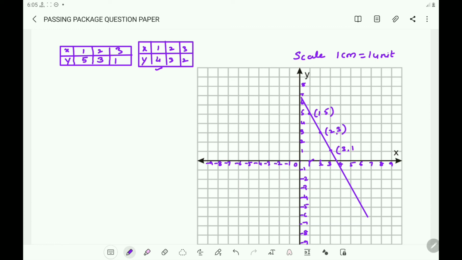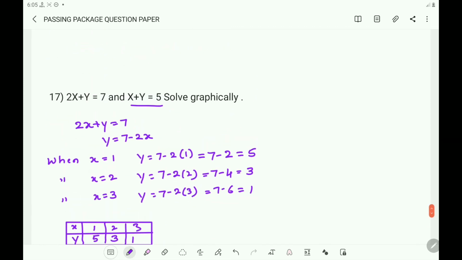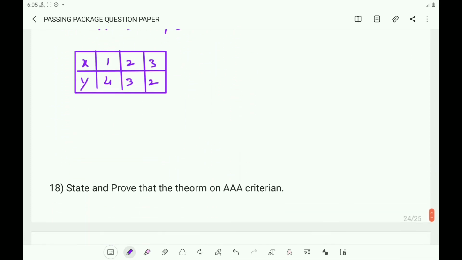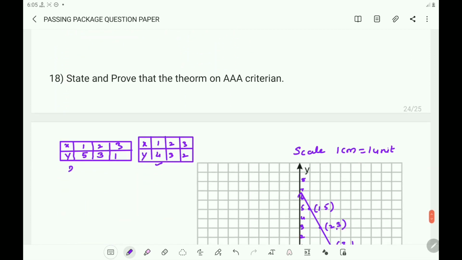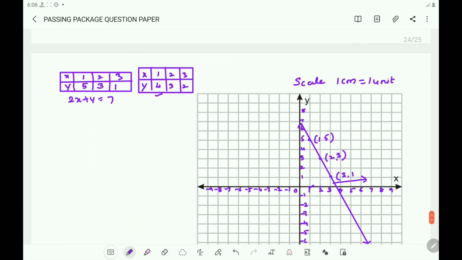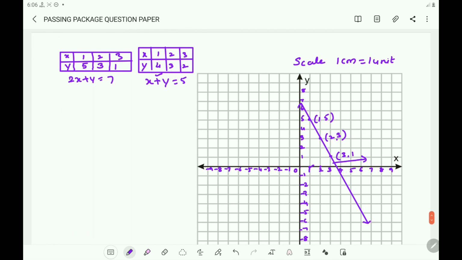So it is the first graph that you have taken, 2x plus y equals 7. Then the other is x plus y equals 5. So you got 2x plus y equals 7.